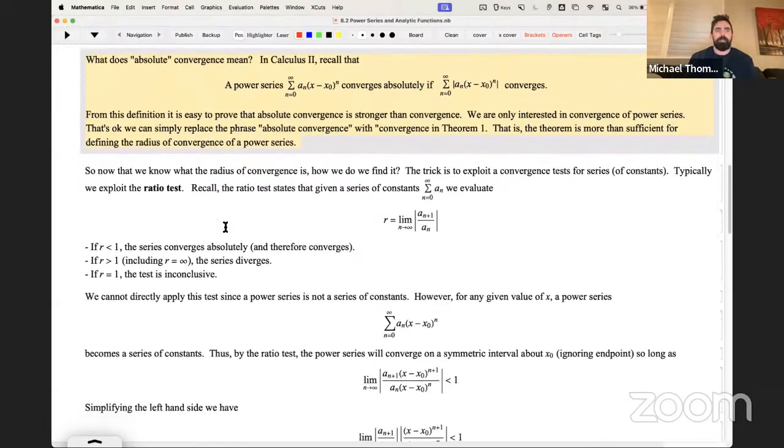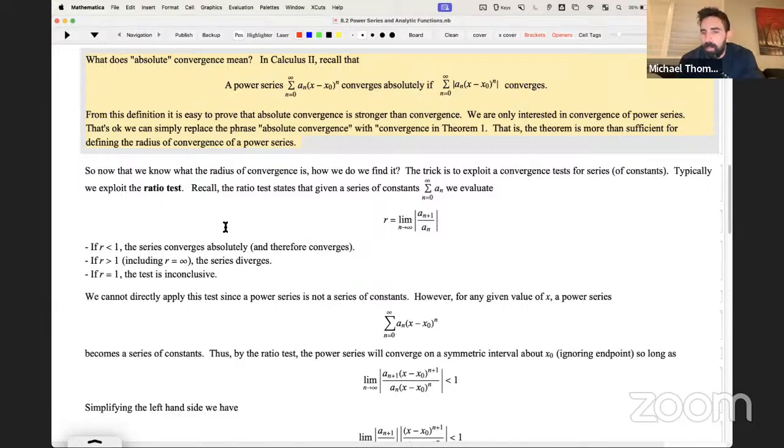Okay, so now that we know what the radius of convergence is and kind of what it looks like, it's always on symmetric intervals about the center. How do we find that radius, right? So the trick here is to exploit one of the series tests, the series of constants tests back from Calc 2. And we're going to use the ratio test. It doesn't have to be, but this is the typical one we exploit.